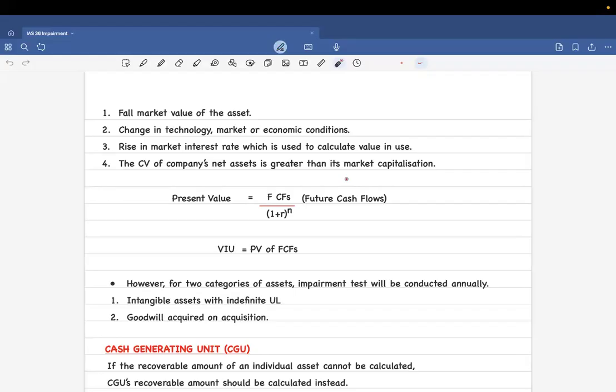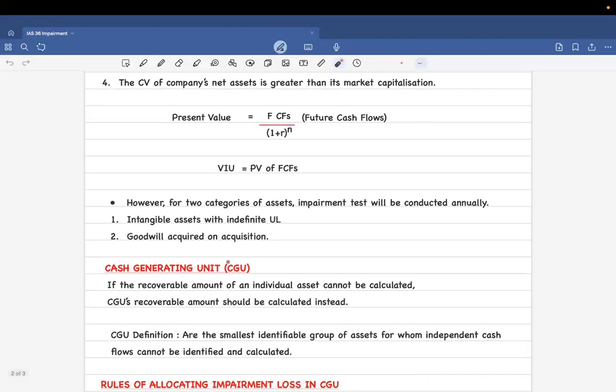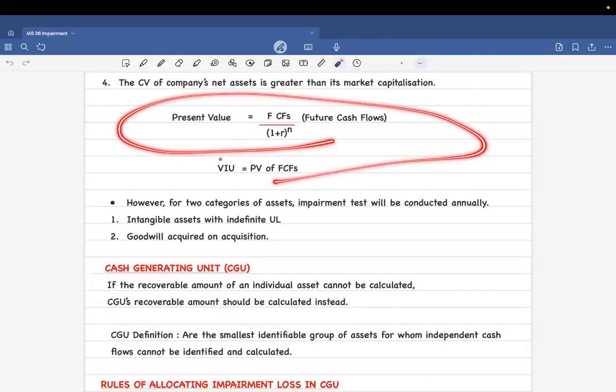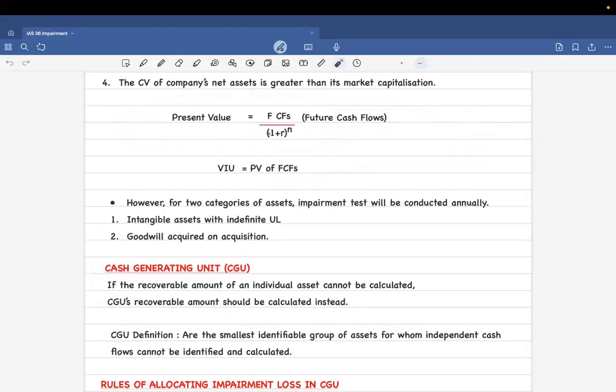Understood. Now, what is a present value? Present value is the value of cash flows in the future at this date, at today. The value in use is equal to the present value of future cash flows. Now, for two categories of asset, this is an equation that you have to study. This is going to be studied in detail in the next standard. Just that here you see R is the interest and N is the number of years. Clear?